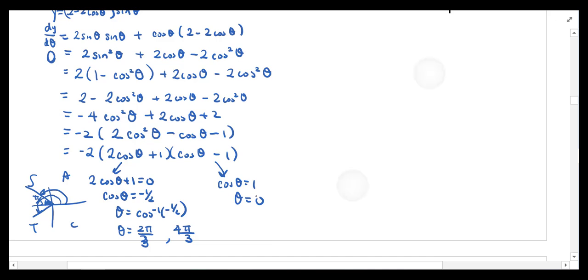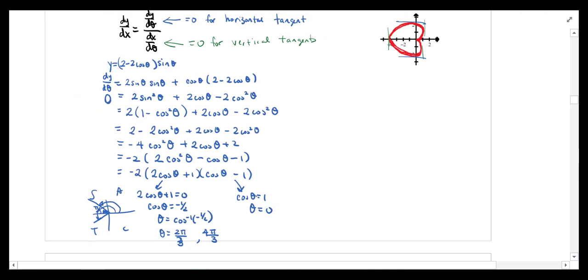Now, let's double check if this makes sense. If I were to draw this angle 2 pi over 3, yeah, that's okay. And then 4 pi over 3, yeah, I think that's okay too. I think you actually do get the horizontal tangents. I didn't draw the graph very well. I think it should have been like this. Okay, now what about this one at 0?